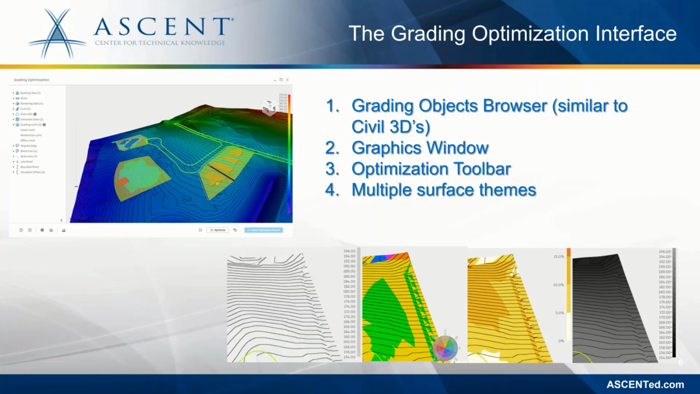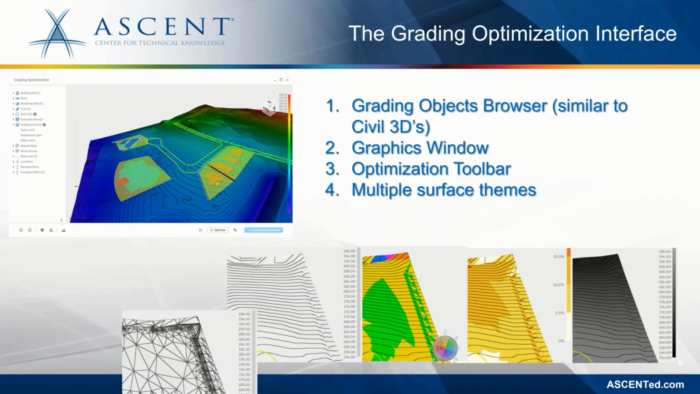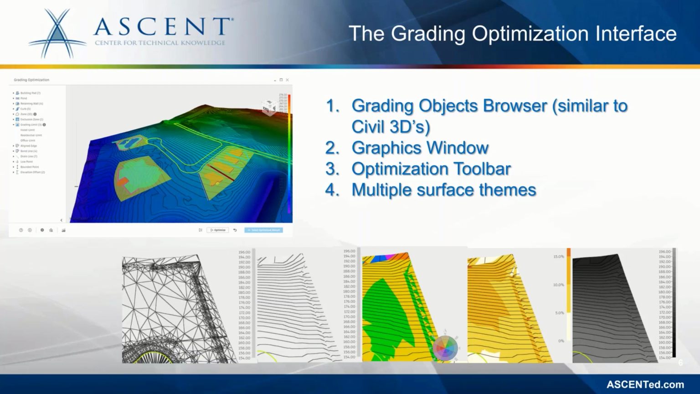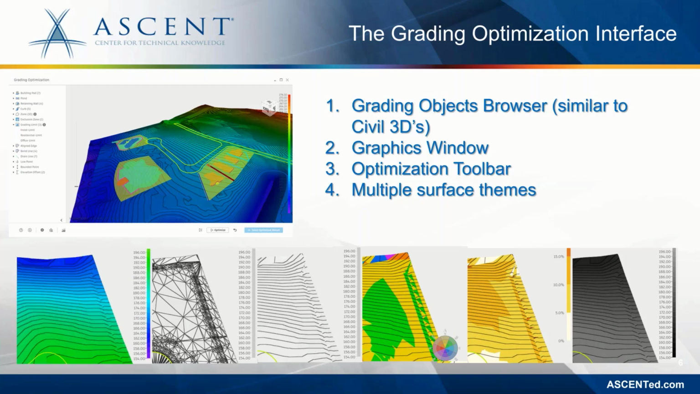We can have a contour view, or we can have a triangulated TIN view, which the grading optimization calls wireframe, or we can have elevation ranges. And the screen capture that I have above shows the elevation.